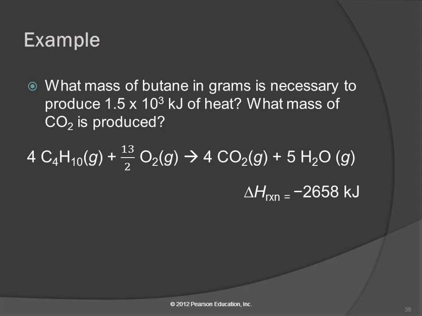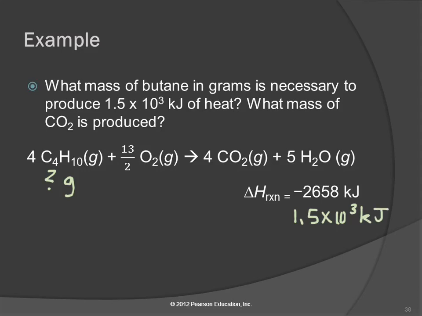So we're trying to find the mass of butane. So butane, by process of elimination, you could figure out that it's the C4H10. I don't expect you to know that, but I do expect you to know oxygen, carbon dioxide, and water. So this one over here must be the butane. So that's the question mark, how many grams? And the information given is an amount of heat. So over here under heat of reaction, I'm going to write 1.5 times 10 to the third kilojoules.